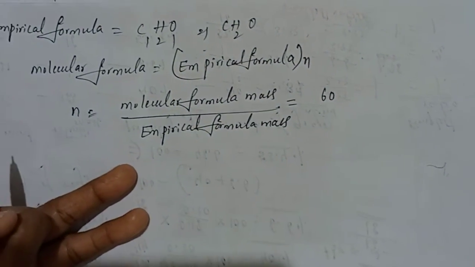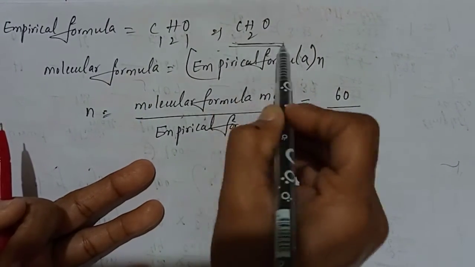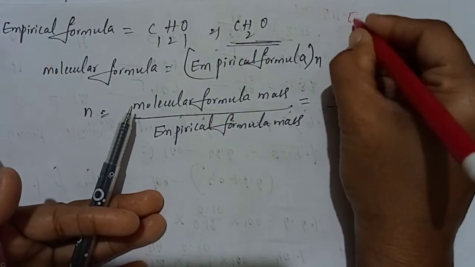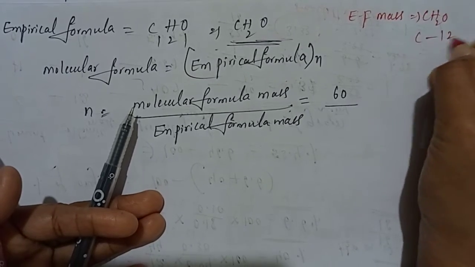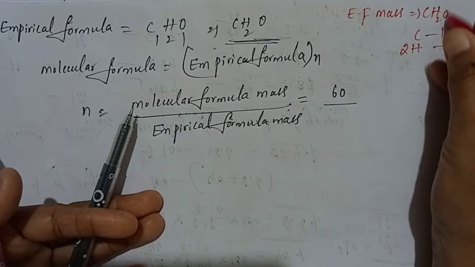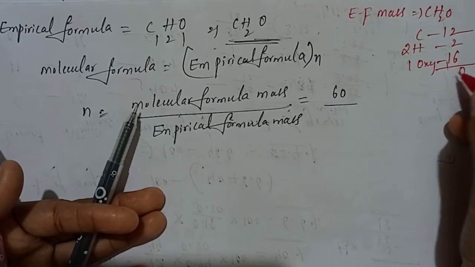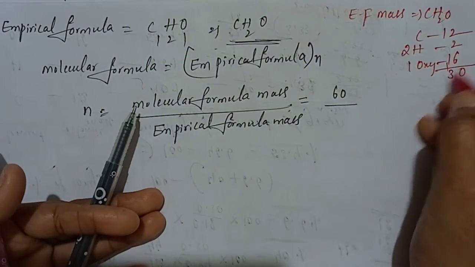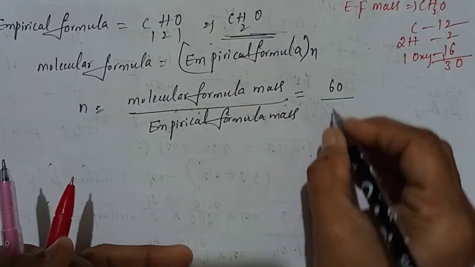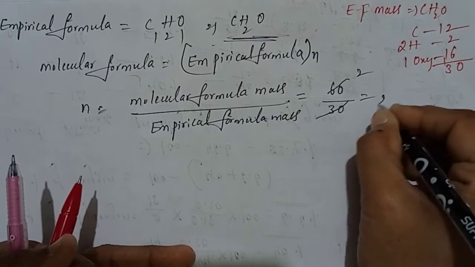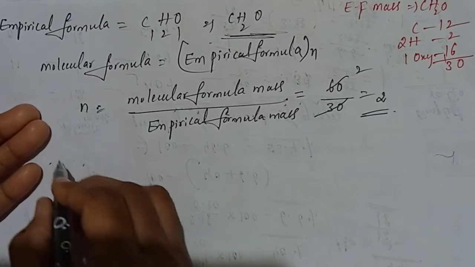Next, the empirical formula. What is the empirical formula mass? We know the empirical formula is CH2O. So first you have to find the empirical formula mass. Carbon atomic mass 12, 2 hydrogens are there, 2, 1 oxygen is there, 16. Total 30. So 60 by 30, the empirical formula mass, gives 2. N is equal to 2. So N equal to 2, substitute here, then you will get the molecular formula.